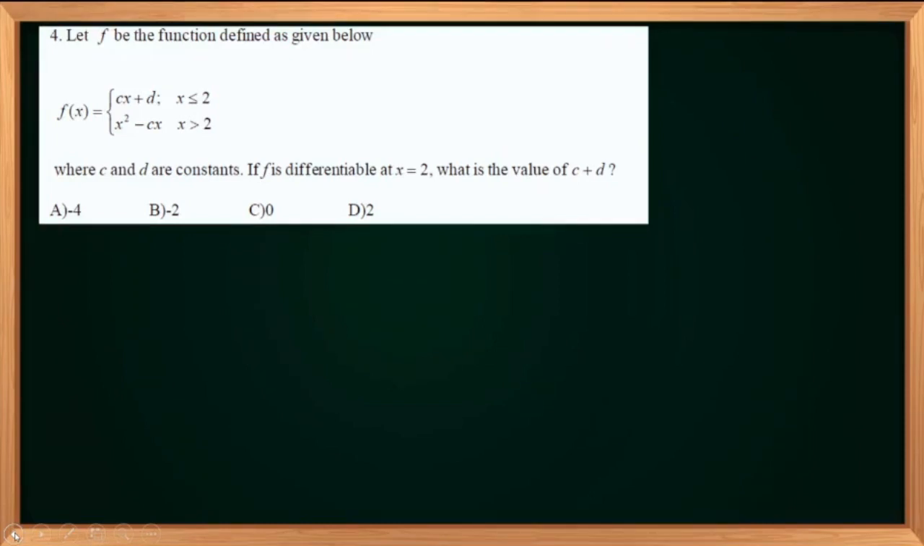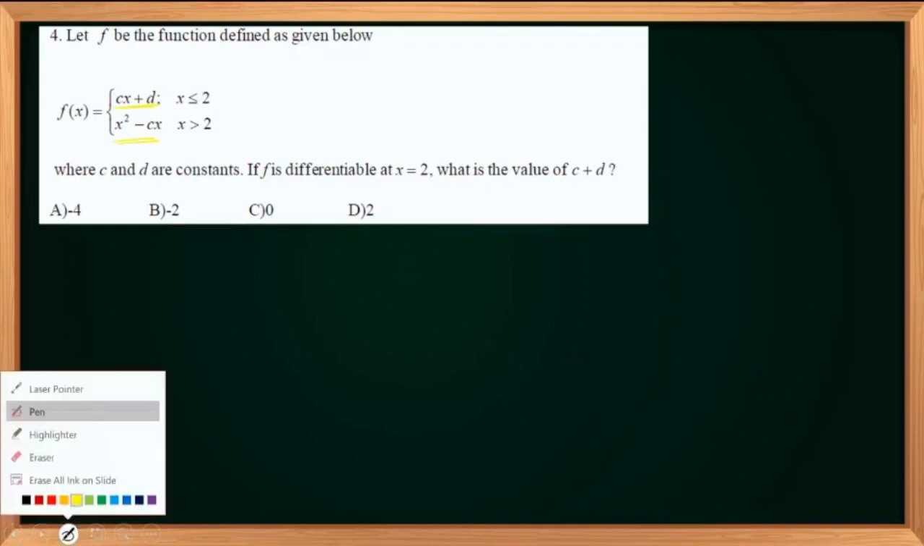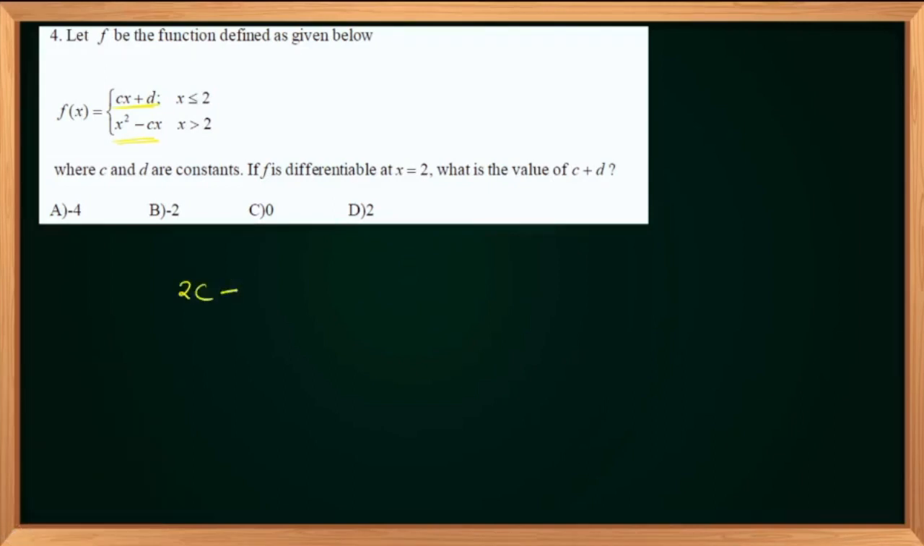If it is differentiable, differentiable means it must be continuous also, right? So at x equal to 2, this equation and this equation should give the same value. That is the condition, right? So I'll have 2c plus d must be equal to, at x equal to 2, 4 minus 2c. Correct? And the derivative must also be the same.